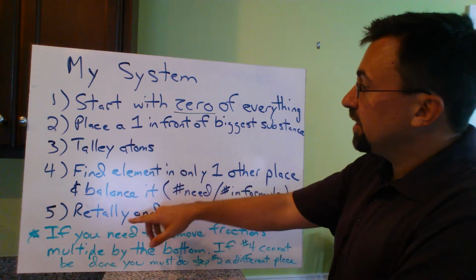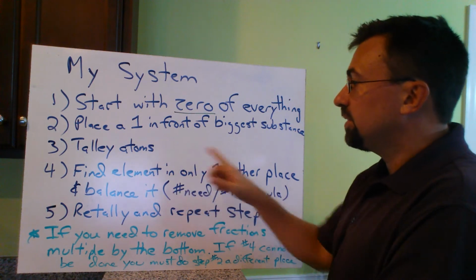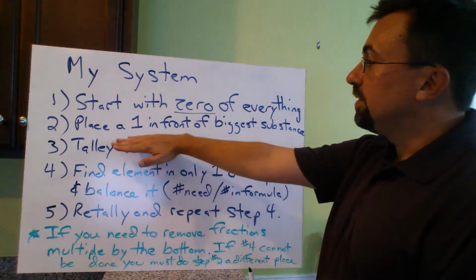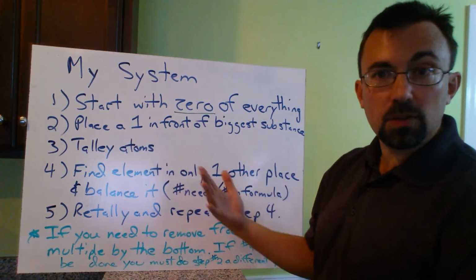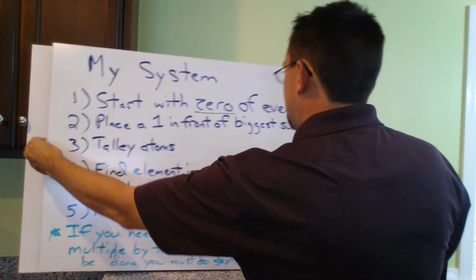And if you get to a point where you can't do number 4, where there are no elements that only show up in one place, they show up in 2 places, so you can't balance them, then you picked the wrong thing to start with, and you've got to try another one, which is no big deal, but you do have to start over.